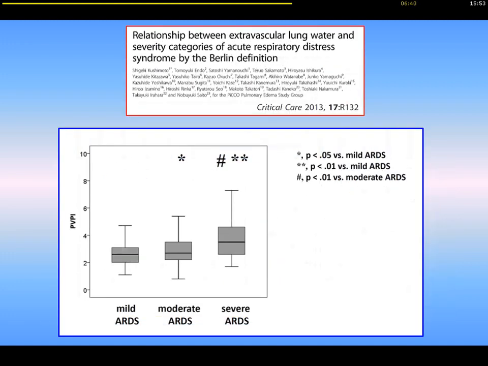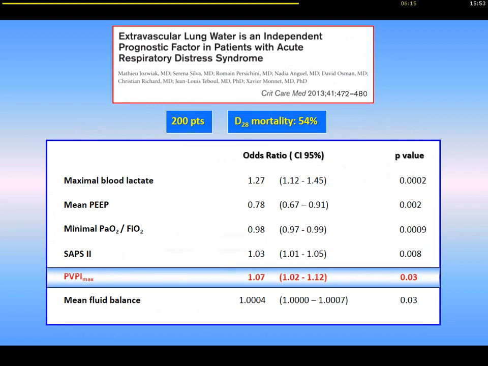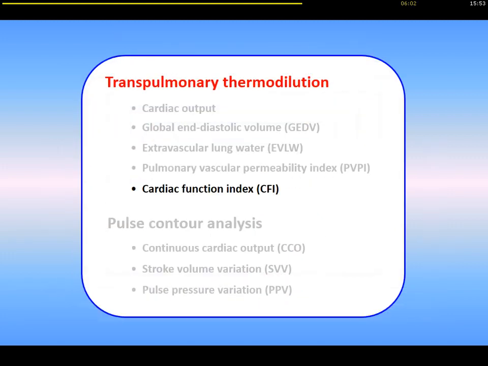Also in this paper, they found that if we take the Berlin definition of ARDS, mild, moderate, and severe ARDS, PVPI follows this definition well. PVPI is higher in moderate compared to mild and higher in severe compared to moderate. And also in the study I already mentioned, we found that the maximal value of PVPI during the stay of the patient was an independent predictor of mortality. So it makes sense to measure it.